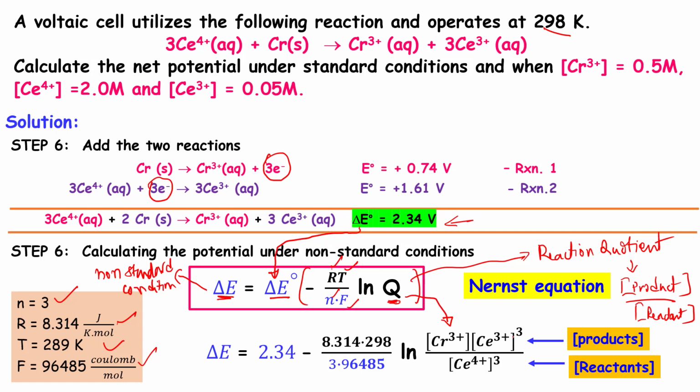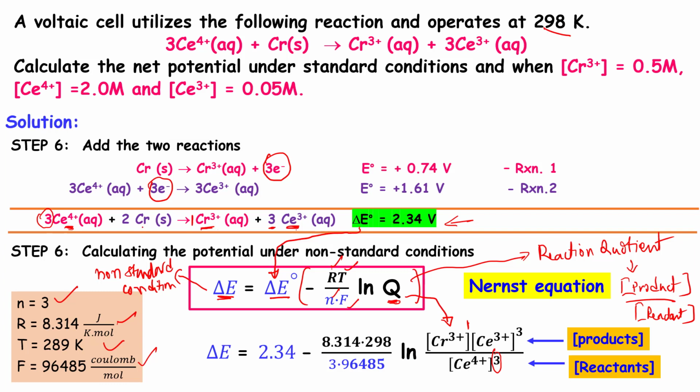Where did this come from? So if you look here, Cr3+ is on the product side. Ce3+ is also on the product side. So we are putting the product concentrations on the top. So the concentration of Cr3+ on the top. The stoichiometric coefficient in front of it is 1, so we're just raising it to the power of 1. And then over here, Ce3+, which is the next term, so the concentration of Ce3+, and we have 3 in the front of it, so we are raising it to the power of 3. And in the bottom, we are writing the reactant concentration. The reactant is Ce4+ aqueous, so we are putting that in the bottom, and there is a stoichiometric coefficient of 3 in the front, so we are raising it to the power of 3 over here.